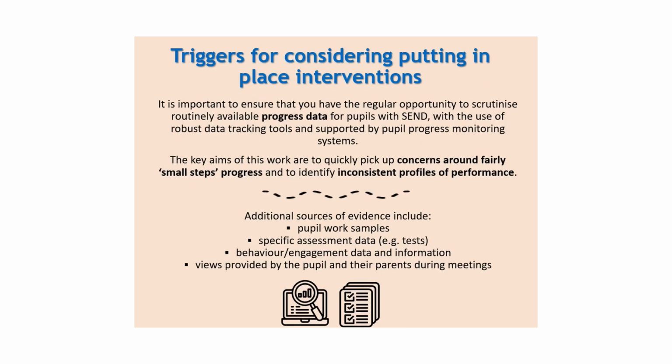Triggers for considering putting in place interventions. It is important to ensure that you have the regular opportunity to scrutinise routinely available progress data for pupils with SEN, with the use of robust data tracking tools and supported by pupil progress monitoring systems. The key aims of this work are to quickly pick up concerns around fairly small steps progress and to identify inconsistent profiles of performance. Additional sources of evidence include pupil work samples, specific assessment data, for example tests, behaviour and engagement data and information, and views provided by the pupil and their parents during meetings.